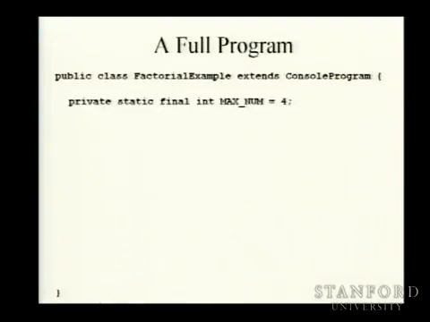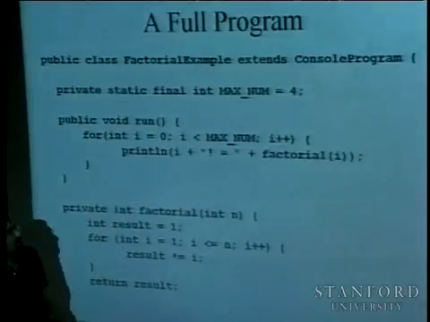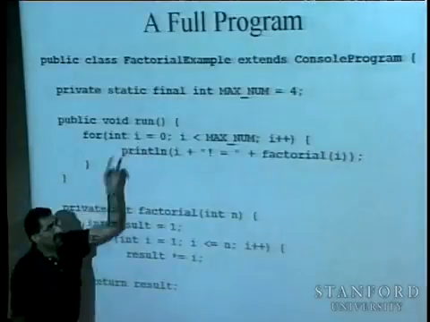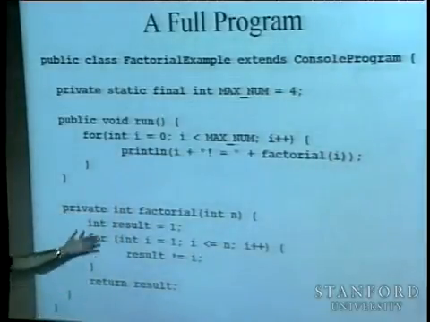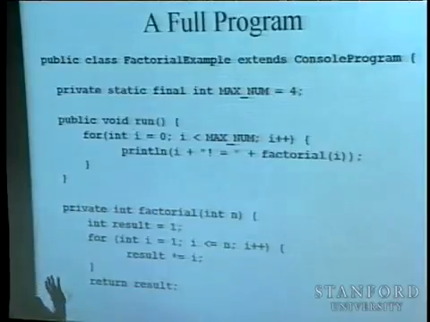And here's a program that you saw last time. This is just our little factorial program that we computed last time, an example of different methods. We have the run method that calls this factorial method a bunch of times, up to 4 times, because max num happens to be 4. Inside here, we have an I, and over here, we have an I. And over here, we have this thing called result. And we're like, hey, what's going on with all this? Well, let's trace it through.